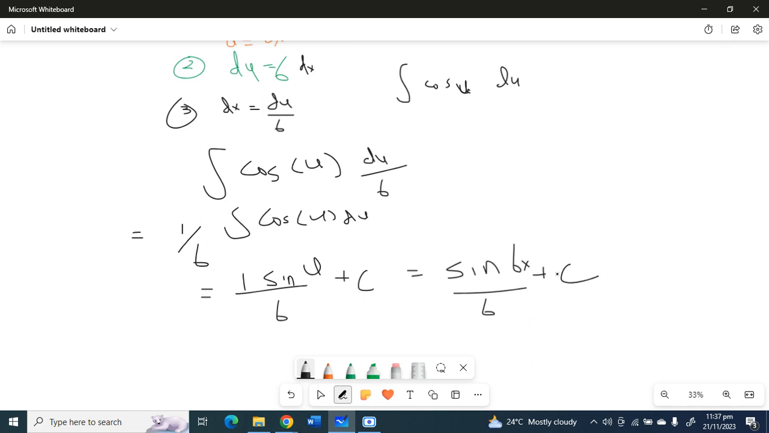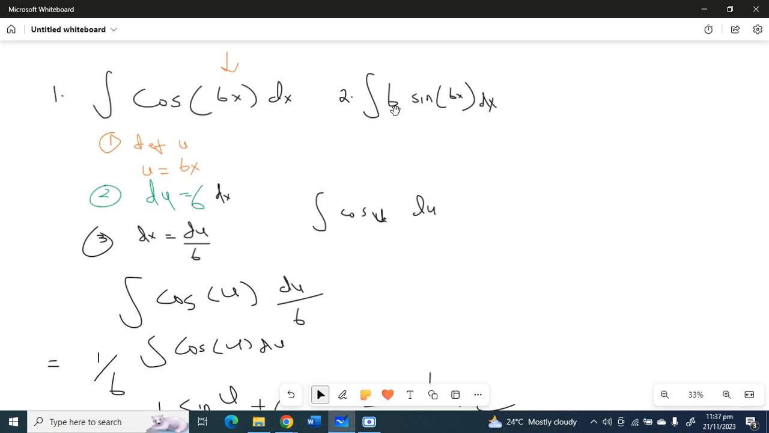All right, now let's look at a second example here. In this case, we have two different variables. We've got 6 and sine 6x. So here we see that we can use u substitution, because we've spotted a trig function. First things first, we go to step 1. We need to determine our u. And as I said, with trigonometric functions, your u is always going to be the term in the brackets. So we'll say u is going to equal 6x.